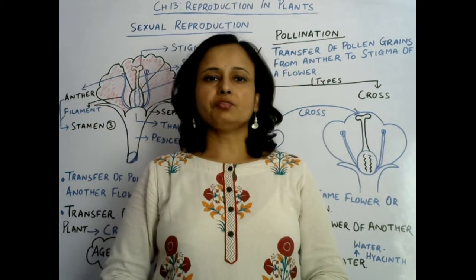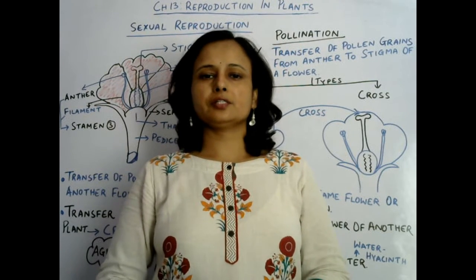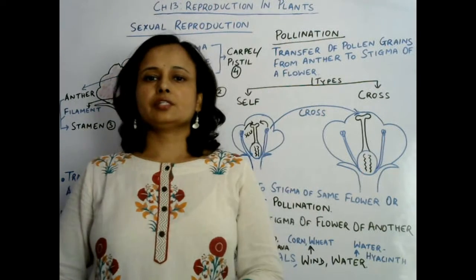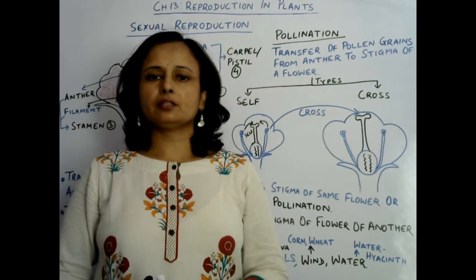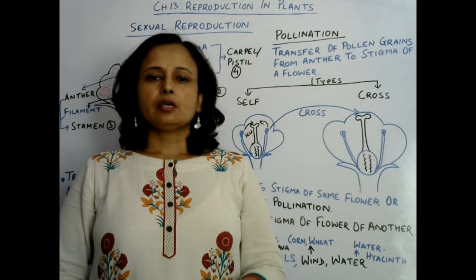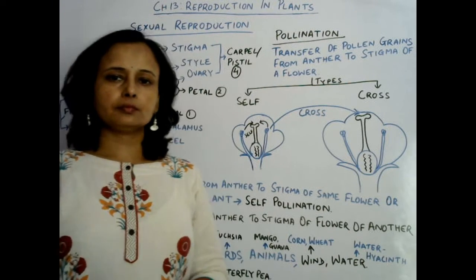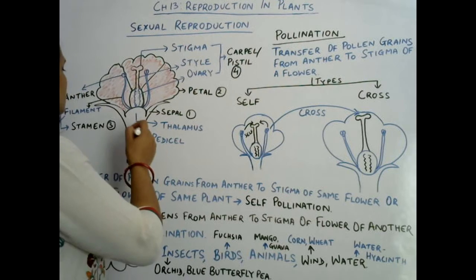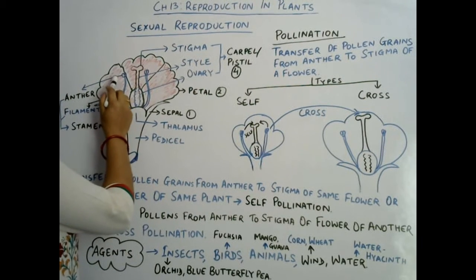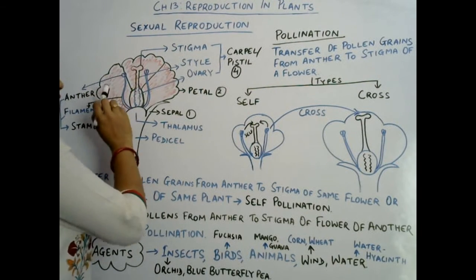Hello students, now we are going to learn about pollination. So pollination is transfer of pollen grains from anther to stigma of a flower. Where is anther located? It is found on the stamen. The upper part of stamen is called anther.